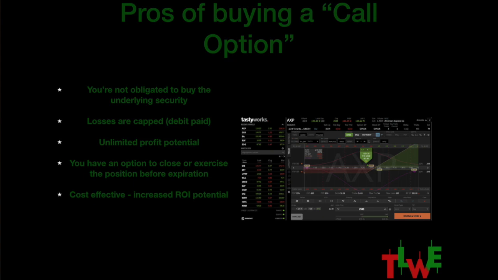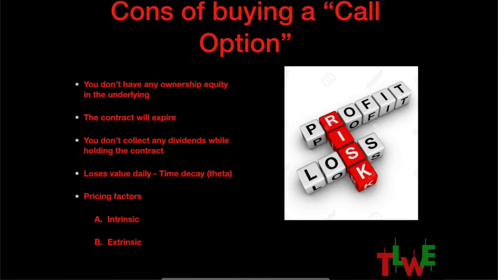You have an option to close or exercise the position before expiration. Because you are the call buyer, you have rights, you're not obligated. Okay, so you call the shots until the contract expires. And it is very cost effective. Now, when I say it's cost effective, you're not going to have to come out of pocket for hundreds of shares worth of the value, which is also going to create an opportunity to give you increased ROI potential. That return on investment is going to be a lot higher because of how very little you came out of pocket. Now, of course, with pros, there are cons.